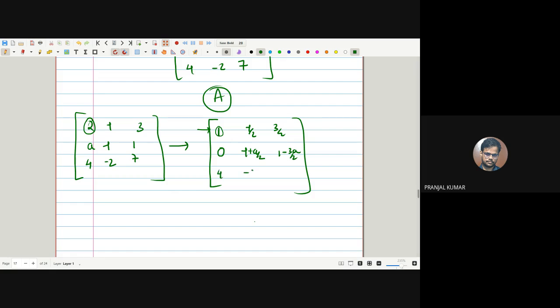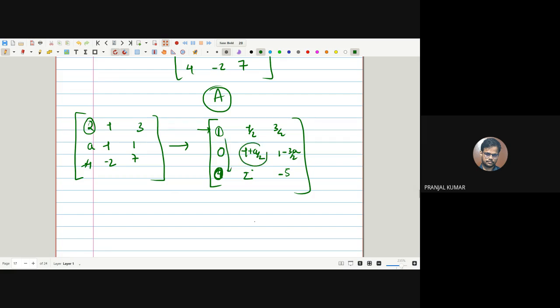And this will become 4 minus, okay. Now for converting this to 0, subtract 4 times of row 1 from row 3. So 0. Then this will become 2. This will become 7 minus 12. This will become minus 5. Okay. Now I have cleaned down this pivot.